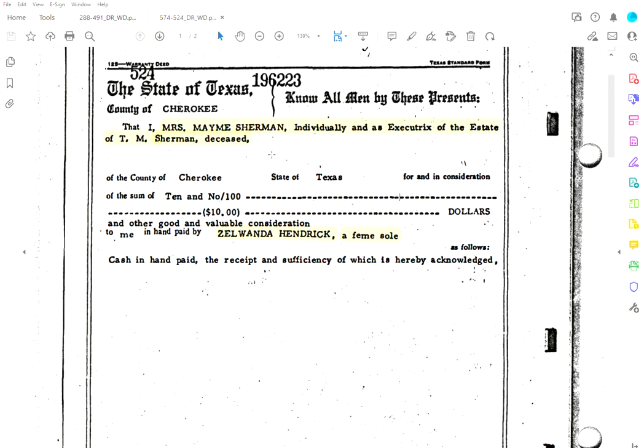And in this case, what we have is it says Mrs. Mamie Sherman individually and as executrix of the estate of T.M. Sherman, deceased. So I'm pretty sure in this case, and I would definitely make sure, that Mrs. Mamie Sherman was married to T.M. Sherman until he was deceased, and she was named by a court as executrix of his estate. And that title gives her the authority to sell the interest belonging to the estate of T.M. Sherman.